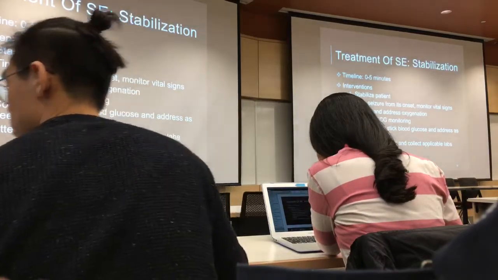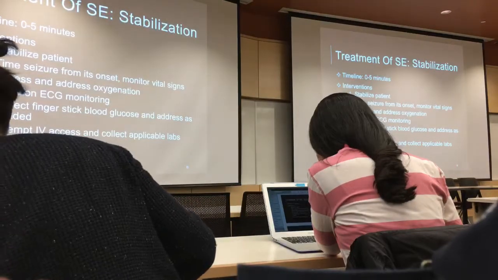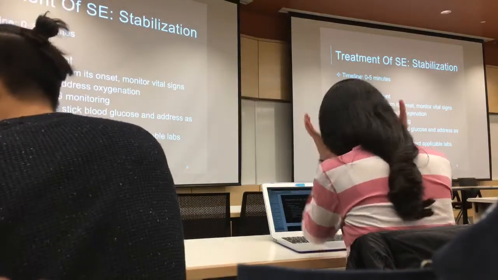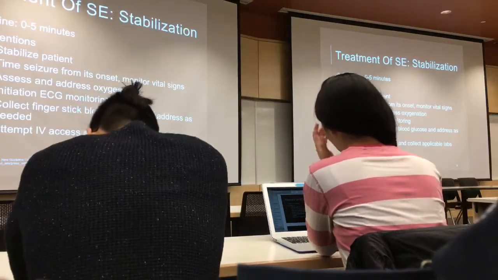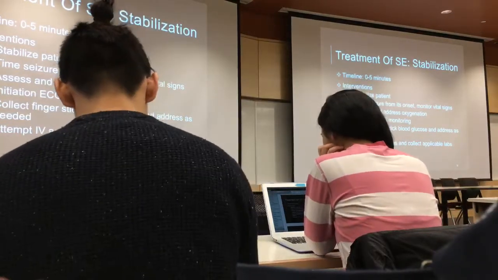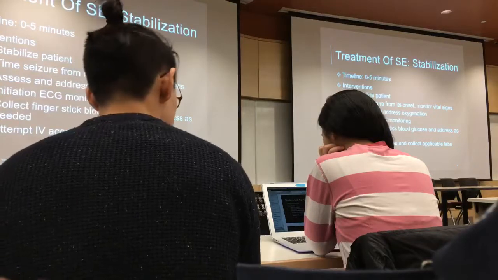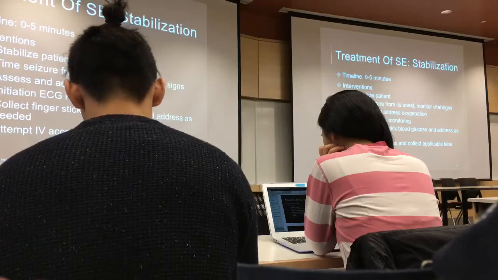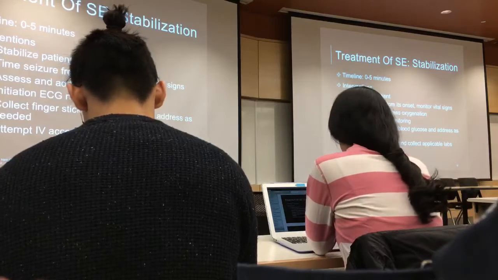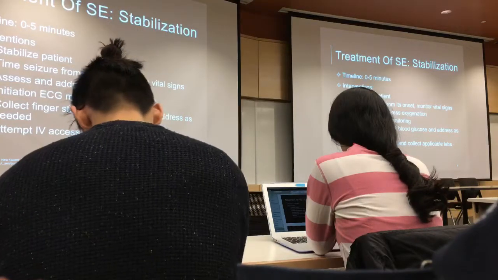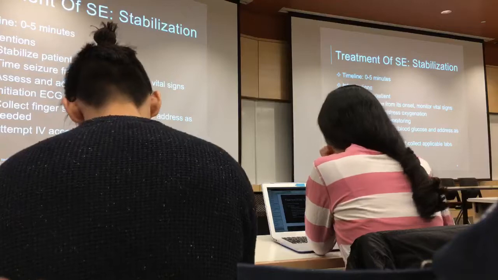So how do we treat SE? It's very regimented in the sense of timeline. So at 0 to 5 minutes, when the EMS gets onto the scene after they hear that the child has gone to status epilepticus, they'll basically want to make sure to stabilize the patient first, so airway, breathing, circulation, the basic needs for the child.